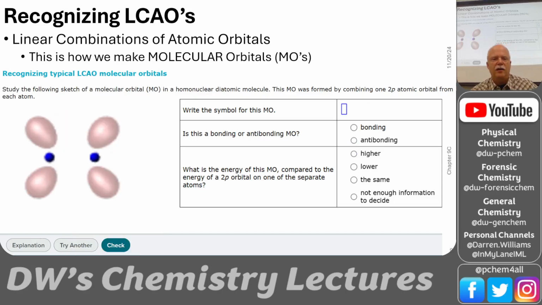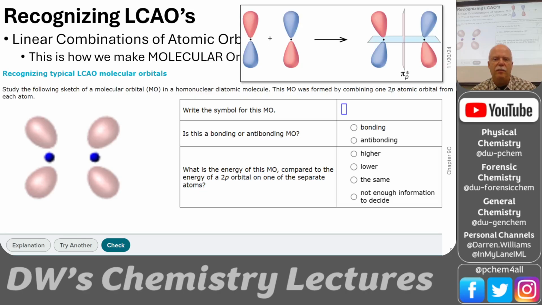Here they're coming in at this shape. This is going to be that pi star interaction right here, so we would call that pi star. It's got a node that breaks the bond, so it's antibonding, and it's going to be higher in energy compared to the atomic orbitals that are the 2p orbitals.